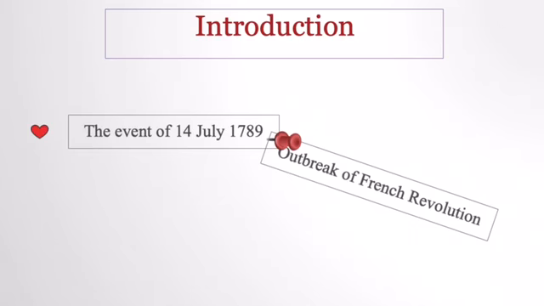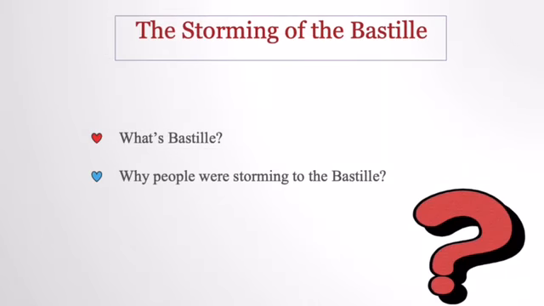Outbreak of the French Revolution. The date 14 July 1789 is also known as the outbreak of the French Revolution. We'll study in a quick view what happened and how the French Revolution started, and why 14 July 1789 was the outbreak of the French Revolution. The storming of the Bastille.